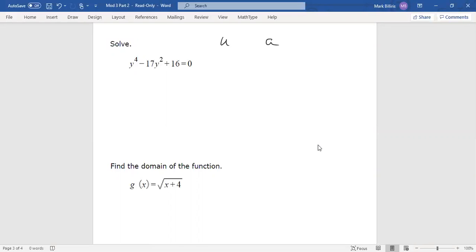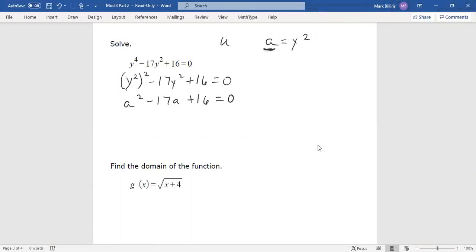So I'm going to use a, and so I'm going to say let a equal y squared. So when we look at y to the 4th, that's really y squared squared, because 2 times 2 is 4. And here we have 17y squared plus 16 equals 0. Now if we put a anywhere we see the y squared, this becomes a squared minus 17a plus 16 equals 0. Now we have a quadratic equation.